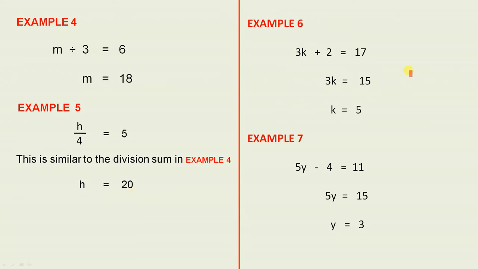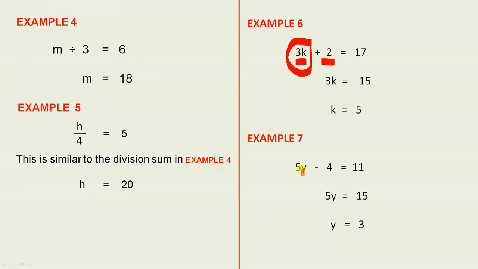Example 6, 3k plus 2 equals 17. Now you're adding something here to 2 to give you 17. So you've already got 2 here, so this something, that part there, common sense tells you has to be 15, because 15 plus 2 is 17. Here we go with the times tables. 3 times what gives you 15? 3 times 5, so k is 5.